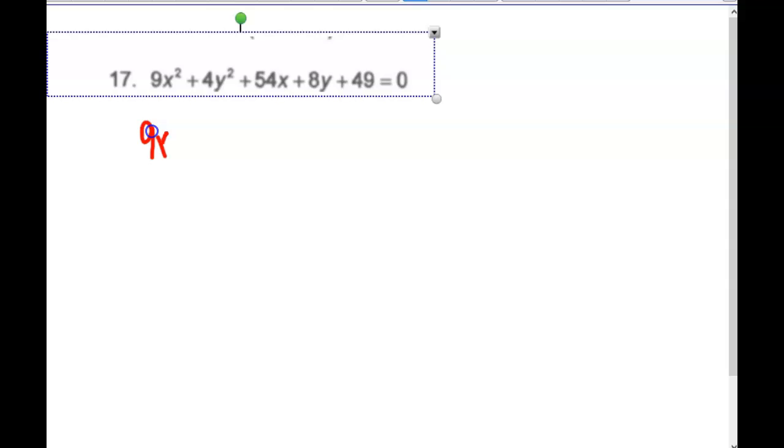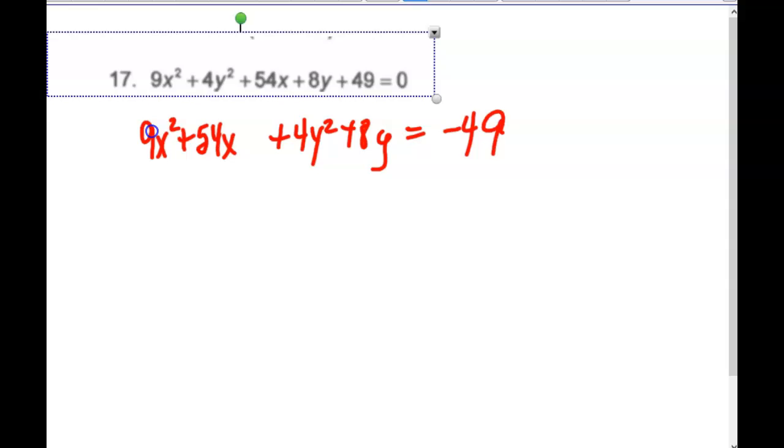So we're going to move the X squareds together and the Y squareds together, and the constant to the other side. But then what do we have to do to the X squareds? The coefficient to be able to square has to be positive 1. What can I take out of both of these?